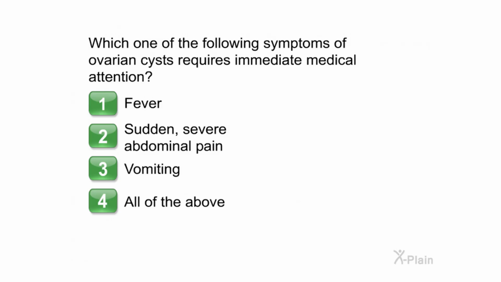Which one of the following symptoms of ovarian cysts requires immediate medical attention? Choose one of the following options. 1. Fever. 2. Sudden severe abdominal pain. 3. Vomiting. 4. All of the above.